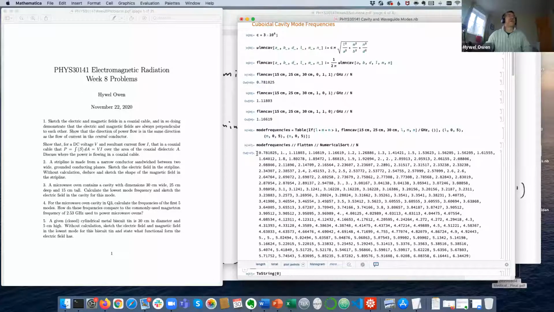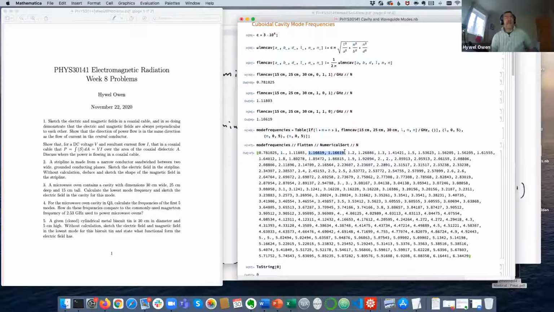And what can we see? We can see here that the first frequency is, of course, our lowest mode. That must be the 0, 1, 1 mode. The next one is at 1 gigahertz. The next one is at 1.12 gigahertz. And notice here, the next two, this is why I chose these particular dimensions, the next two are both at 1.67 gigahertz.